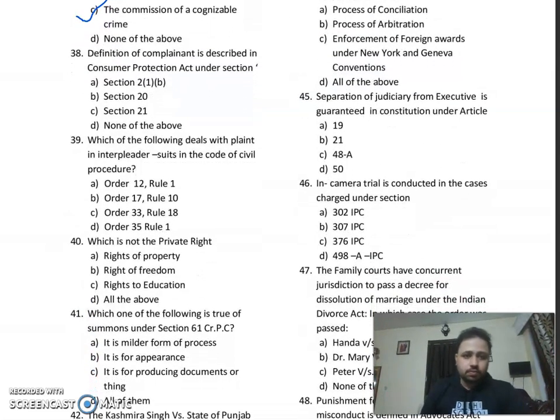Now MCQ 38. Definition of complaint is described in Consumer Protection Act under section 2(1)(b), section 20, section 21, or none of the above. So the right answer over here will be option A. It is done under section 2, subclause 1, subclause B of Consumer Protection Act.